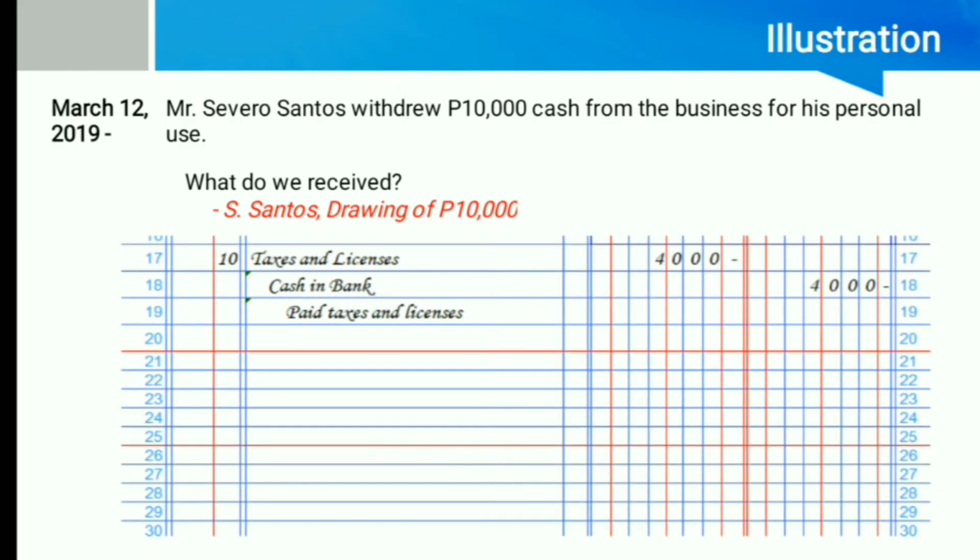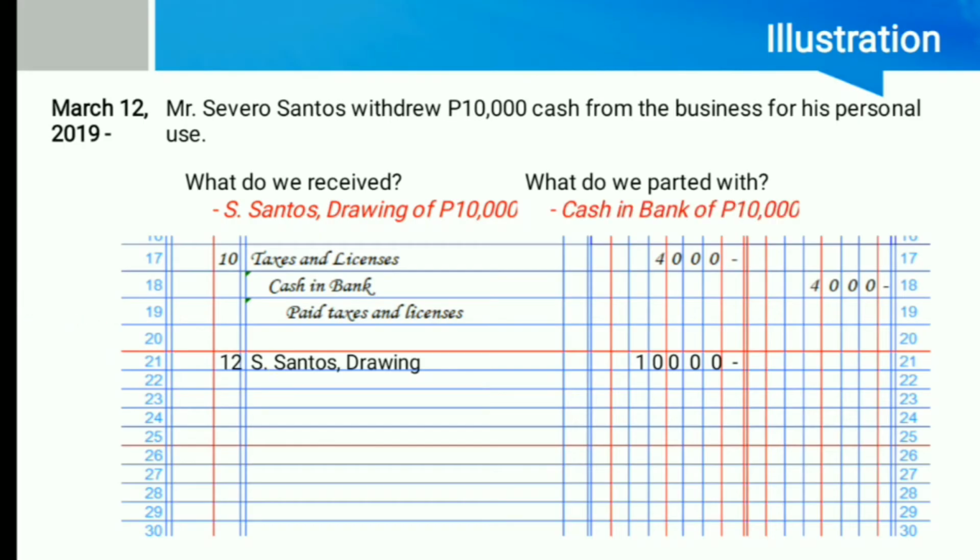Okay, so we're going to record it in the general journal. So we have to skip one row. And then we'll start writing on the date, 12, and then our debit entry is S. Santos Drawing amounting to 10,000 pesos. Now, what do we part with? Okay, it's the cash in bank of 10,000 pesos.